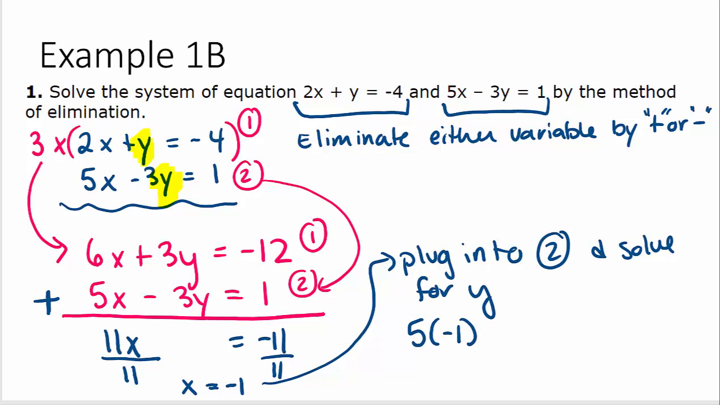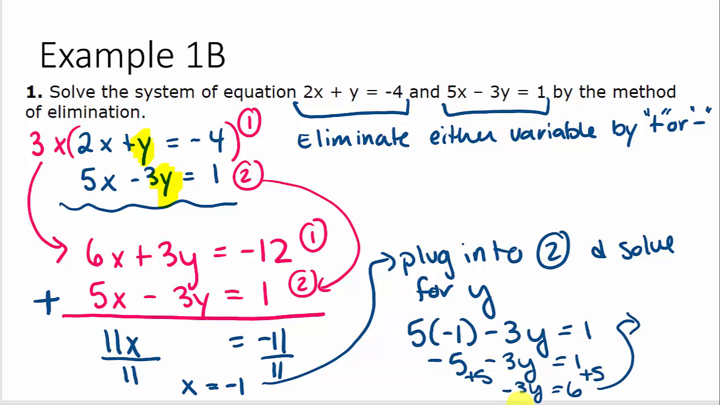5 times negative 1 minus 3y is equal to 1. Negative 5 minus 3y equals 1. We add 5 to both sides. Negative 3y is equal to 6. Divide by negative 3. So y is equal to negative 2. So if I put those together, negative 1, negative 2, that is the coordinate for the intersection of this system.